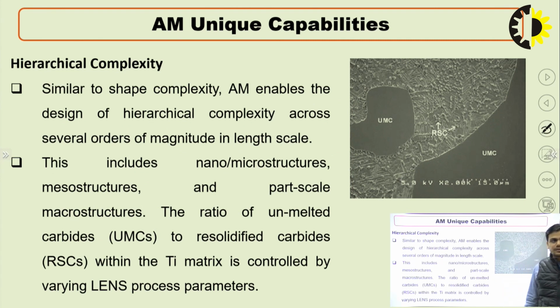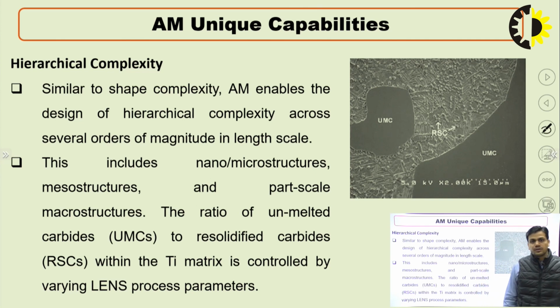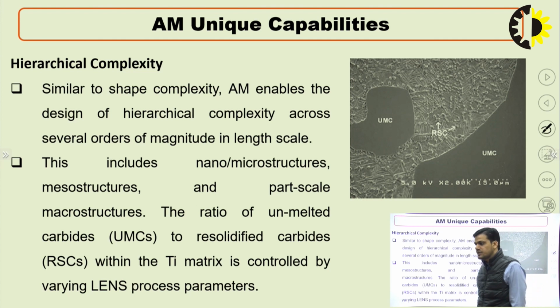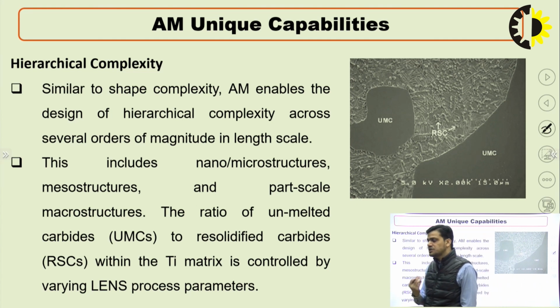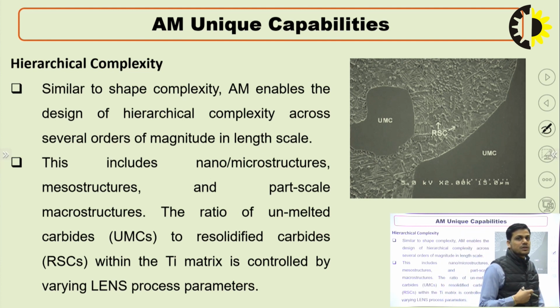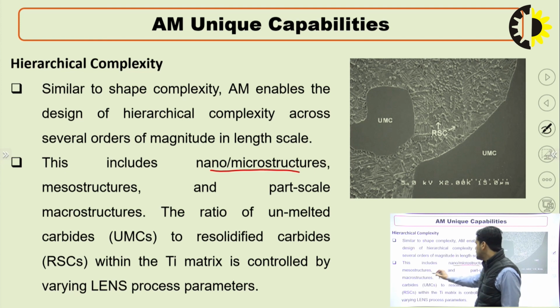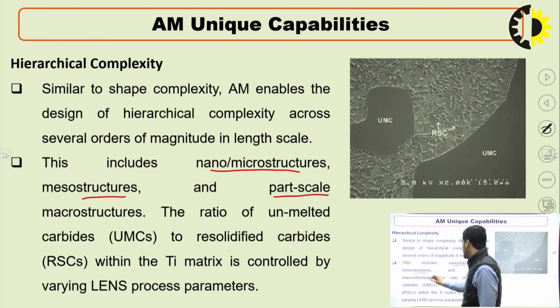Now if we talk about hierarchical complexity, similar to shape complexity, AM enables design for hierarchical complexity across several orders of magnitude in length scale. As I told you, if you want to change your microstructure, either you require a columnar structure or some long dendrites, you can do that in additive manufacturing. This includes the nano microstructure, mesostructures, and the part scale macrostructures.